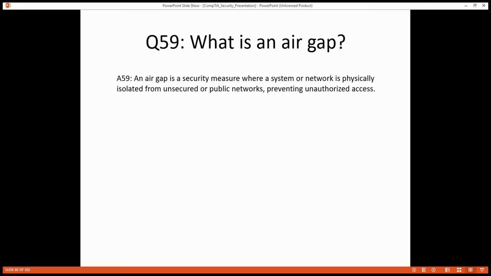Q59. What is an air gap? A59. An air gap is a security measure where a system or network is physically isolated from unsecured or public networks, preventing unauthorized access.